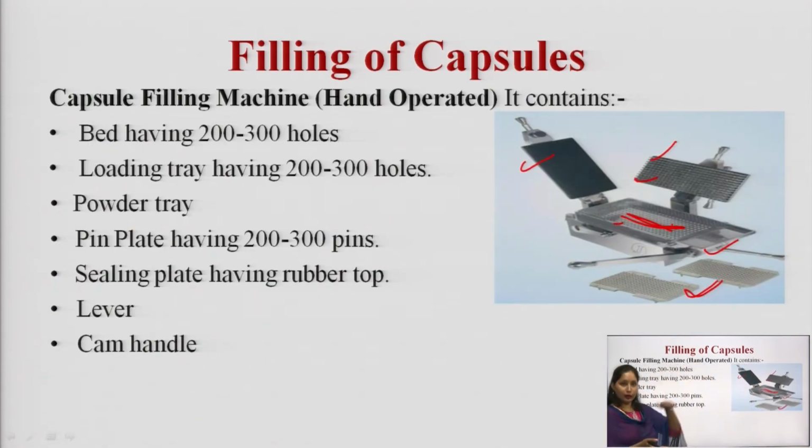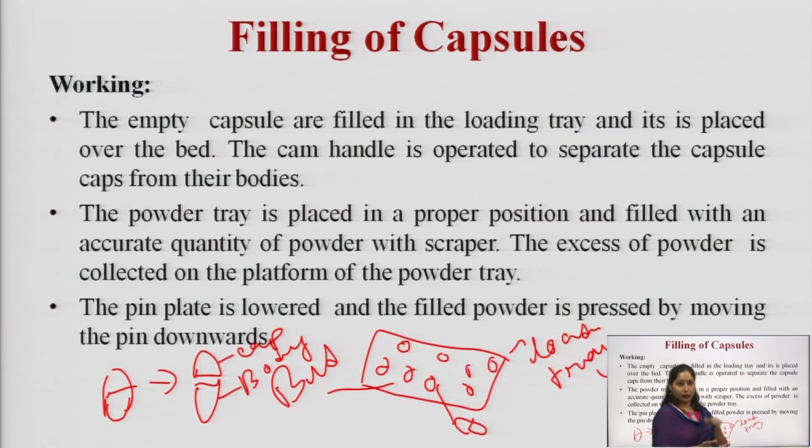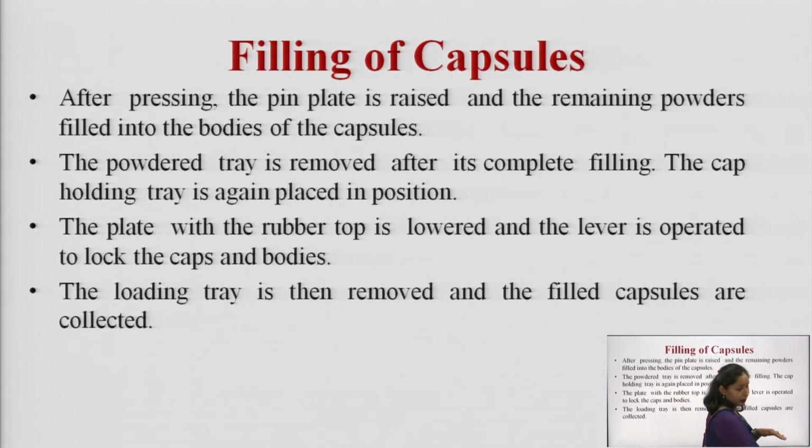Now, we put the rubber sealing plate over the cap holding capsule tray. The rubber plate with the rubber top is lowered and the lever is operated to lock the caps and the body, and finally, with the help of the lever, the cap and the body of the capsules are sealed together.